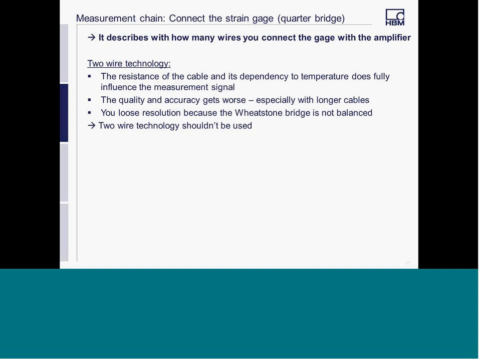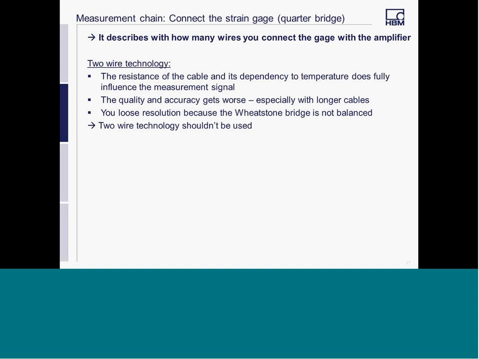But two wires shouldn't really be used, because the resistance of the cable influences our signal completely. Of course, you can make a shunt calibration to measure the influence and then correct it, but what you can't correct is the dependency on temperature. So you also measure temperature. And the quality and the accuracy get worse.